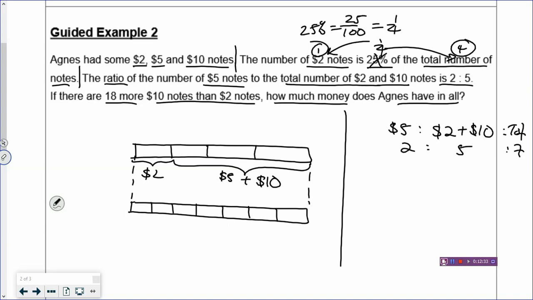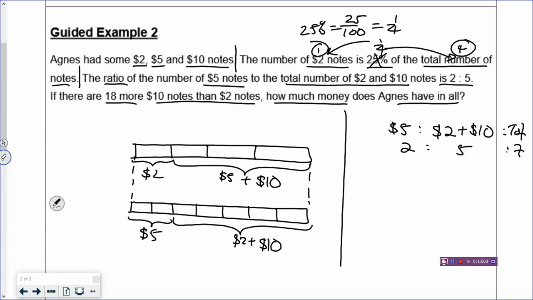So the $5 notes has 2 boxes, right? And the $2 and the $10 notes has how many? Has 5 boxes. So the $5 notes has 2 boxes, and the $2 and the $10 notes have 5 boxes. All right, so draw slowly. Don't rush through the drawing, because if you can draw the model well and accurately, the solving will come easier, come faster.